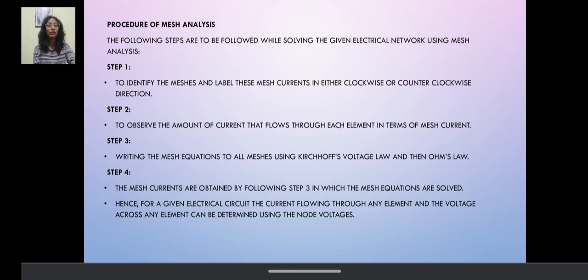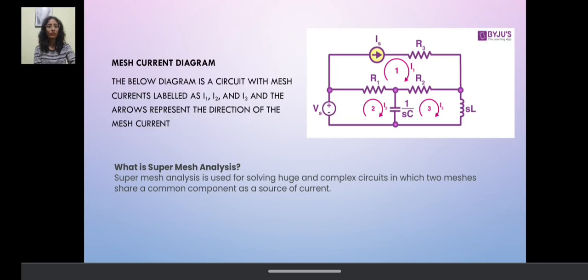Hence, for a given electrical circuit, the current flowing through any element and the voltage across any element can be determined using the node voltages. And this is the diagram for mesh current. The diagram below is a circuit with mesh currents labeled as I1, I2 and I3, and the arrows represent the direction of the mesh current. The voltage source is Vs, the inductor is L, there are three resistors R1, R2, R3, and a capacitor in the middle.